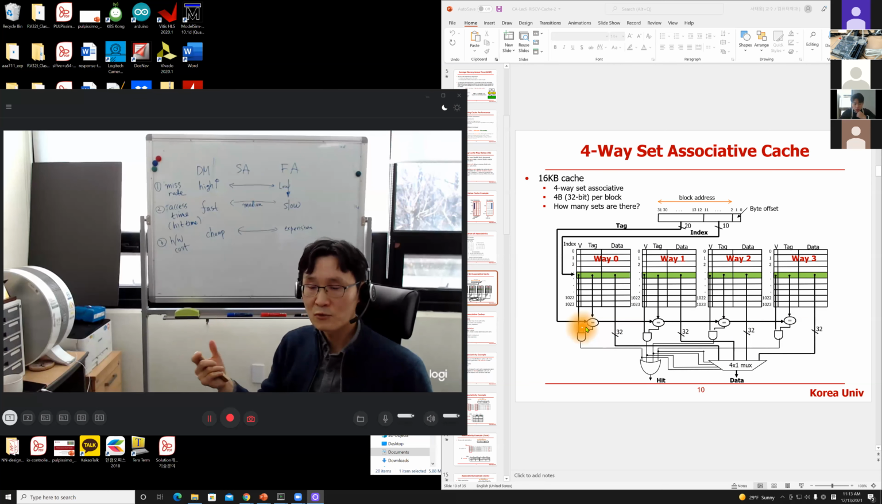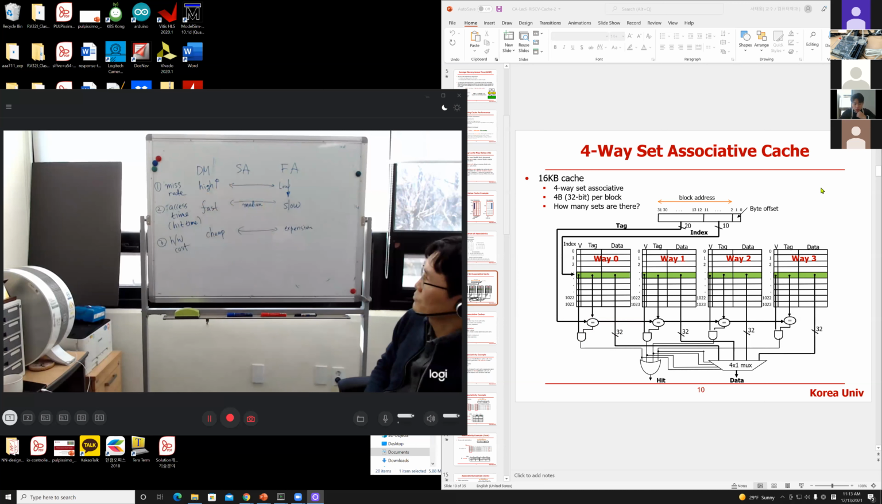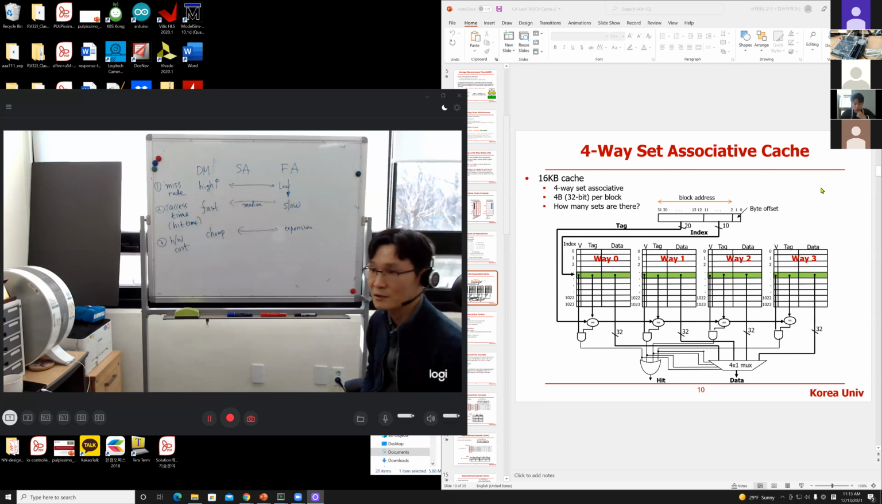So you have to compare these 3 different metrics to figure out which one you want to use in your design, right? So there's a trade-off, right? Any questions so far?